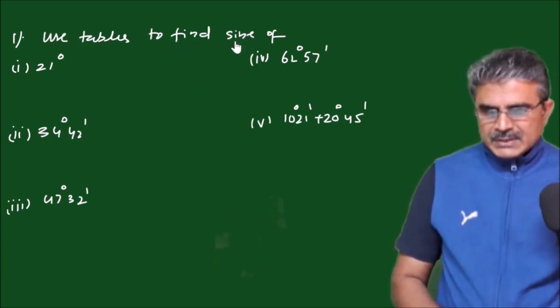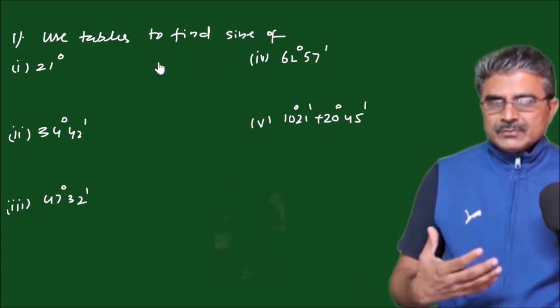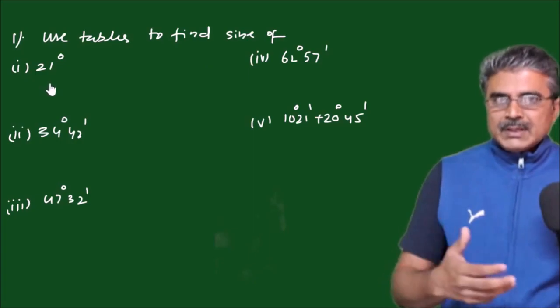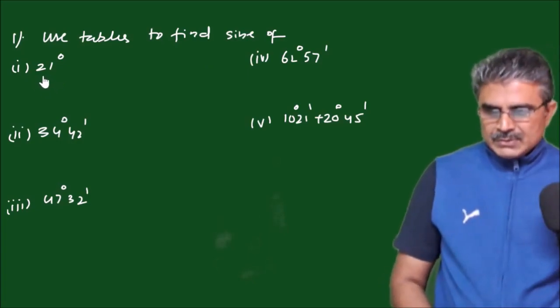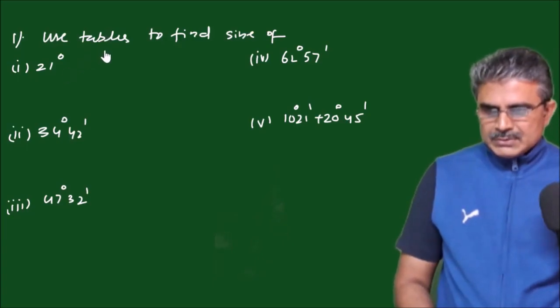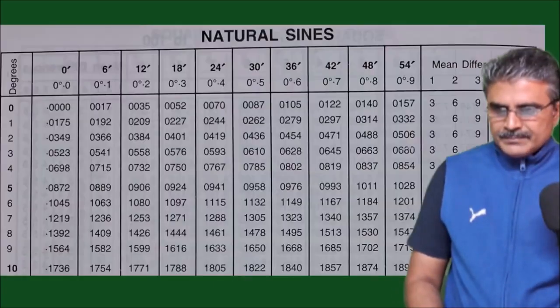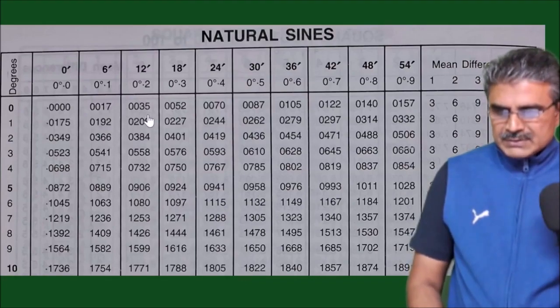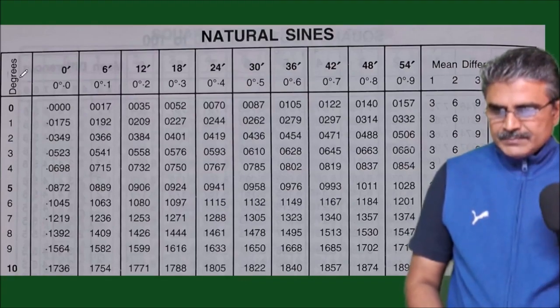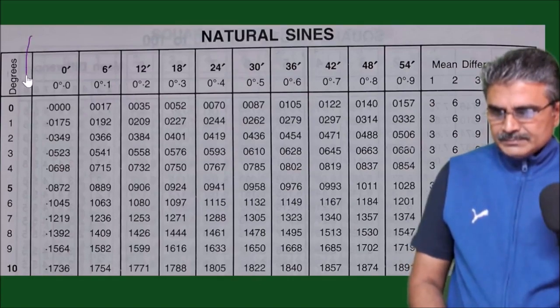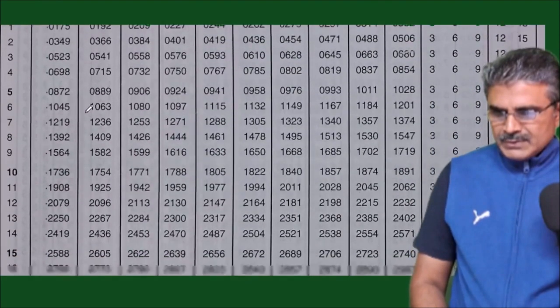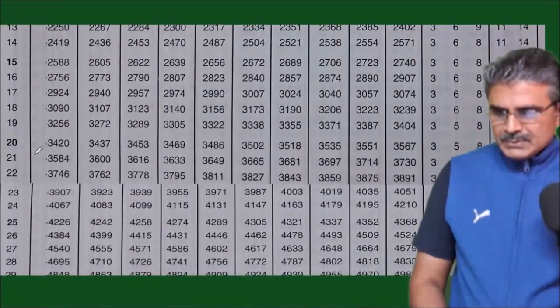So we need to take the sine table and in it we need to check for the respective angles that are given. Here, first of all, 21 degrees is given, sine 21 we need to find out. So we will take the sine table here. How to see the values of the sine? Consider 21 degrees. Under the degrees section, just scroll up, check for the 21 degree. So this is 21 degree.